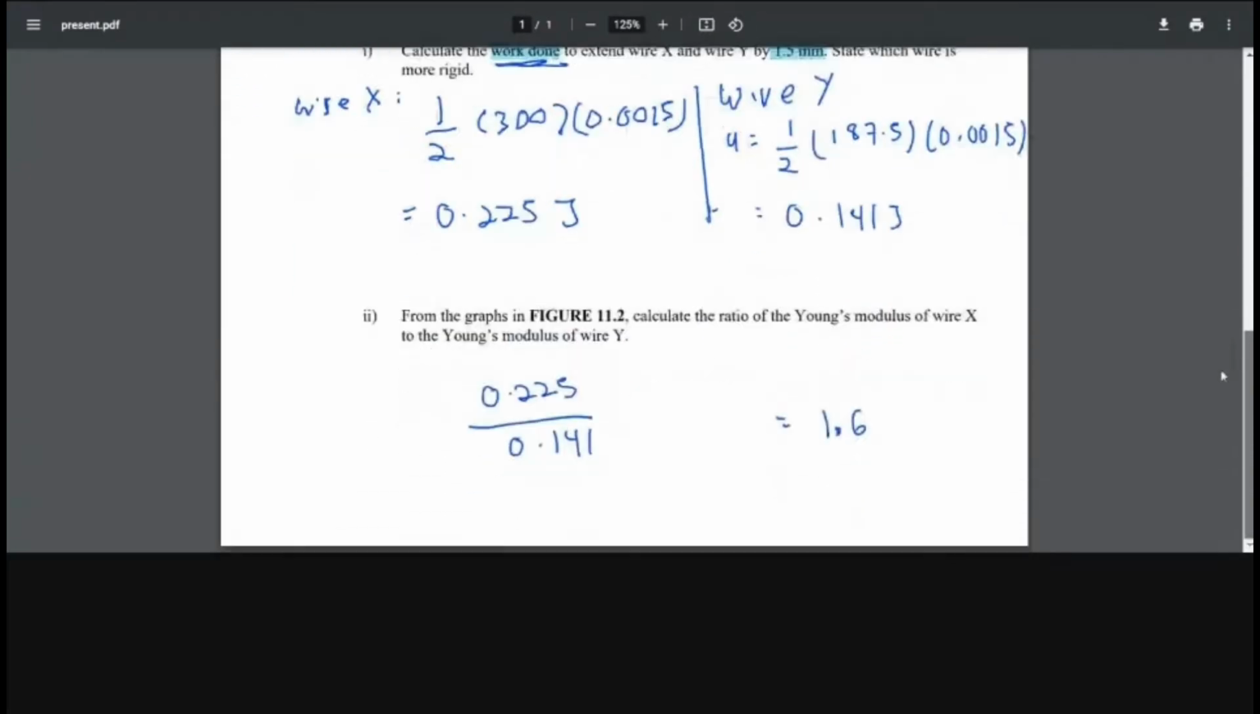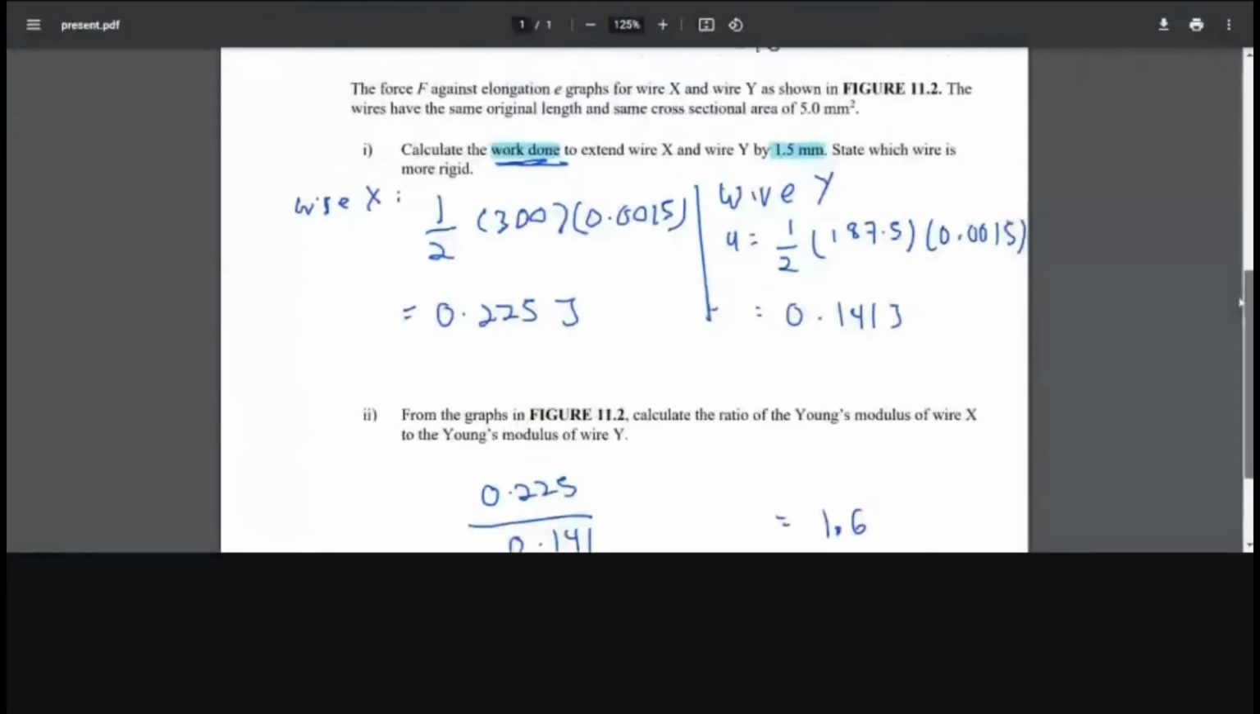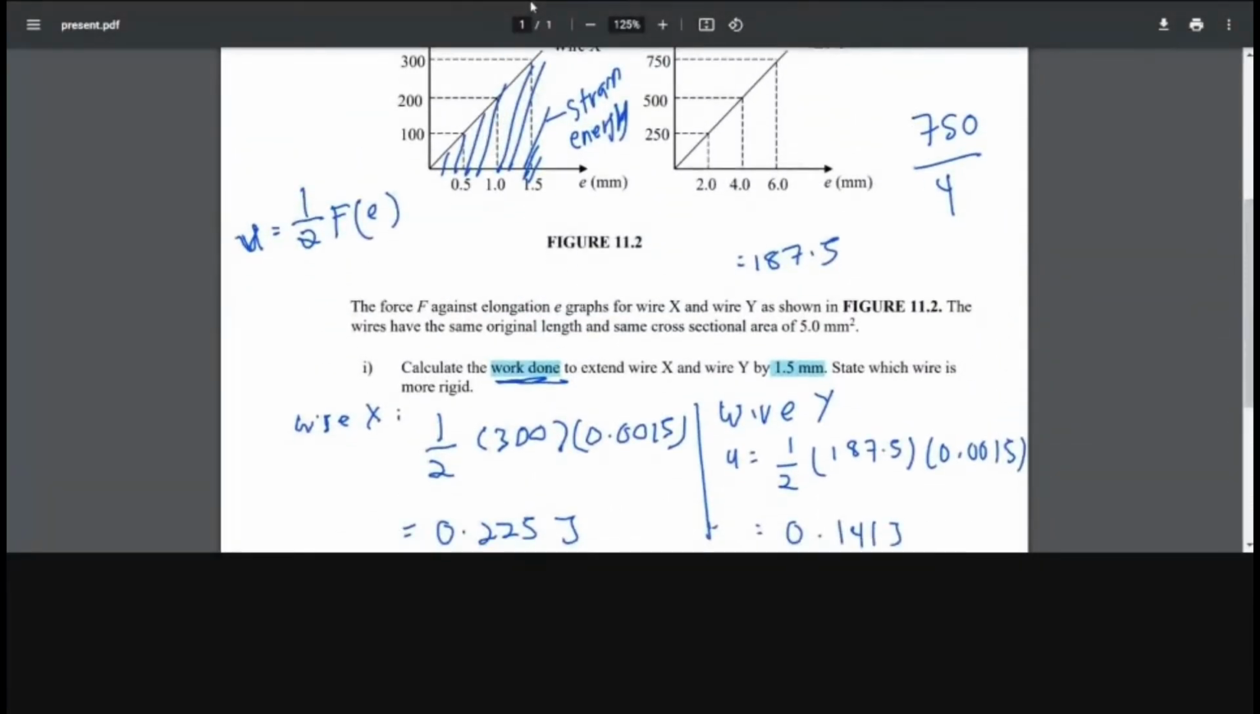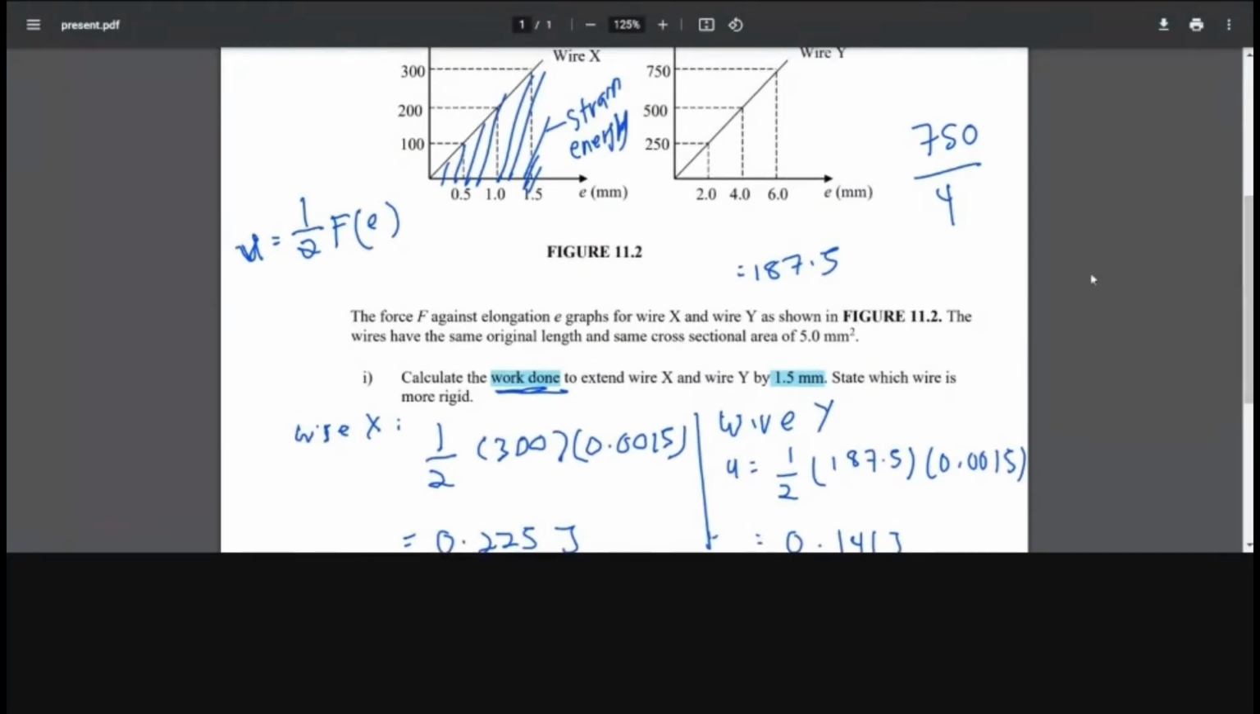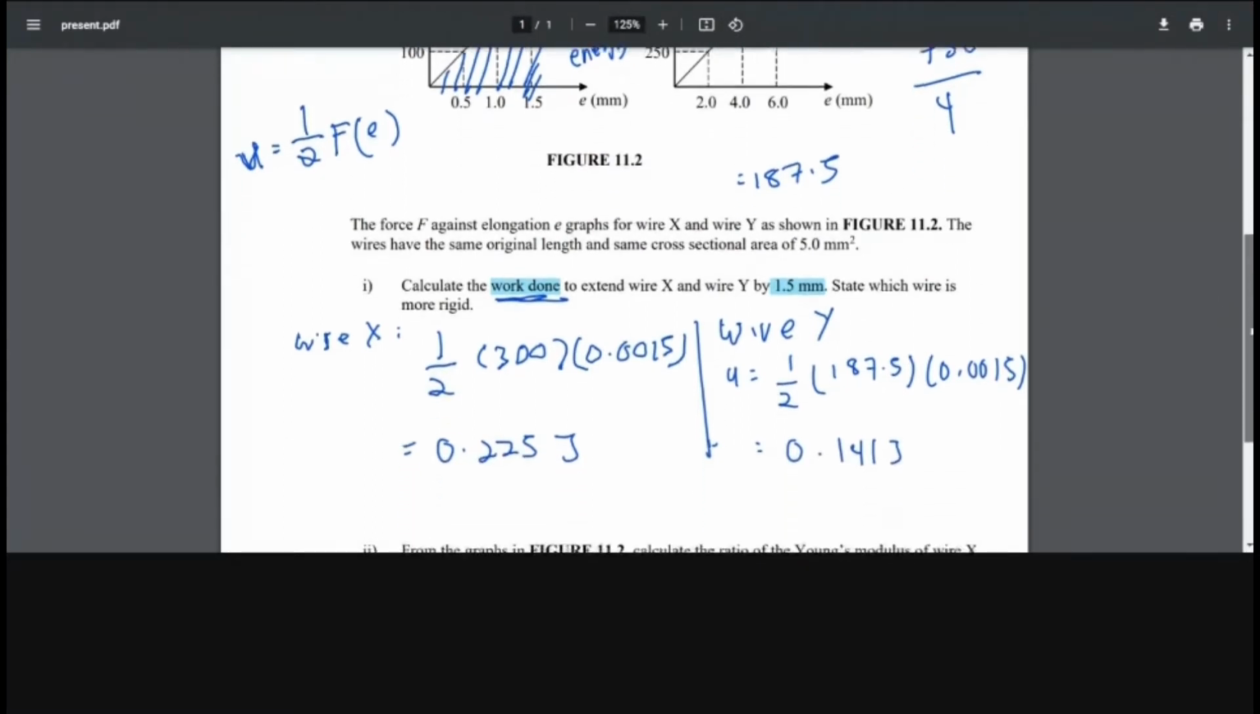0.141 joules. Kamu bagi 4 tadi sebab 750 bagi 4 sebab dia kan dia nak 1.5 mm. Oh, so 6 tu bagi 4. 6 tu bagi 4, 750 pun bagi 4 lah. Okay, very good. Very nice.